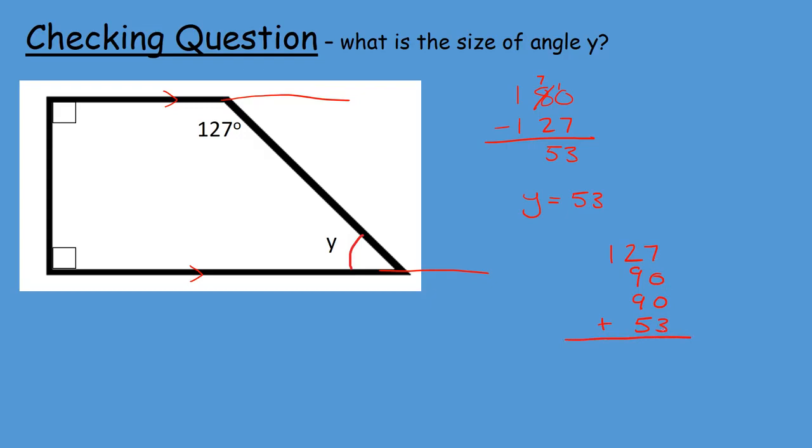So 7 and 3 is 10. 1 plus 2 is 3, plus 9 is 12, and another 9 is 21, and that is 26. We've got 6 there, carry the 2, 2 plus 1 is 3. So 360.